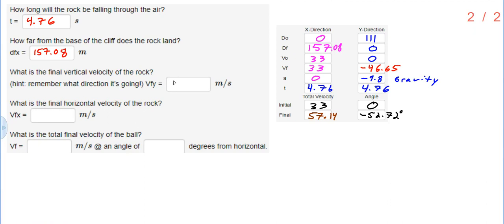The next one says, what is the final vertical velocity of the rock? Remember what direction it's going in. So that's giving us a hint that it's pointed down, and down is negative. I figured out that final velocity in the y direction is negative 46.65 meters per second. Our next question is, what is the final horizontal velocity of the rock? Well, that's a funny question because it's the same as the initial x horizontal velocity of the rock, because it's not accelerating. So this is the same answer.